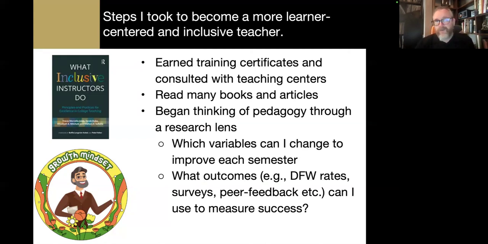In addition to working with several teaching centers, I've also earned my certificate in effective college instruction from the Association of College and University Educators. This intensive training experience taught me how to design approachable assignments, foster belonging and inclusive discourse, and create an accommodating classroom environment using the concepts of universal design. I also began thinking about pedagogy scientifically. Each semester, I consider which variables and assignments I can tweak to improve my students' outcomes and student satisfaction data.